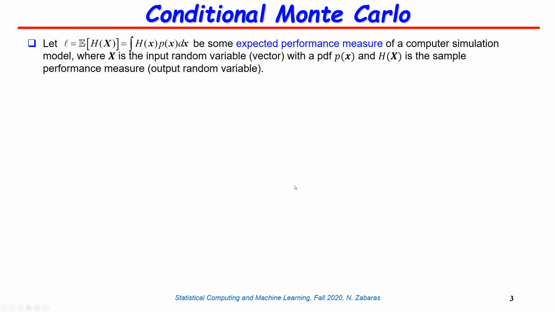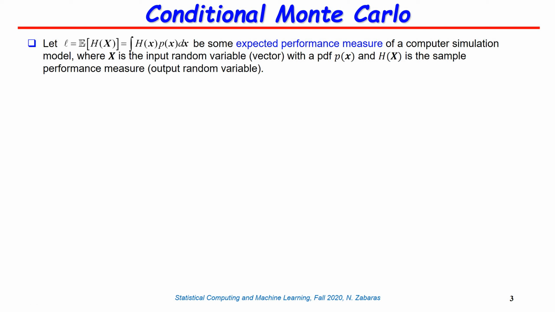So let's start with what the problem of interest is. We have some input vector x that comes from some distribution p of x. We have some, let's say, performance measure h of x. So h of x is a performance measure, and we want to compute an estimator that is nothing else but the expected value under p of x of h of x. So this is the expected performance measure.